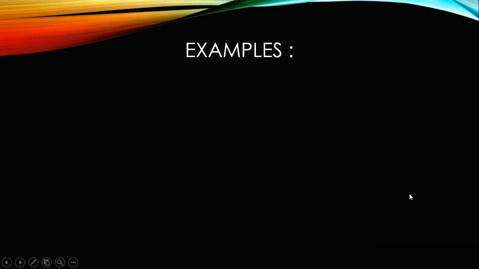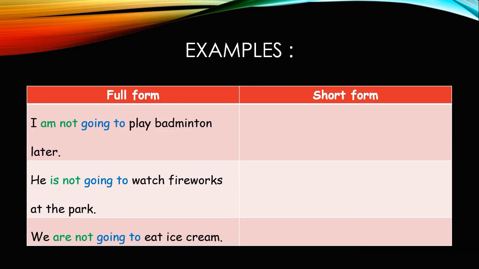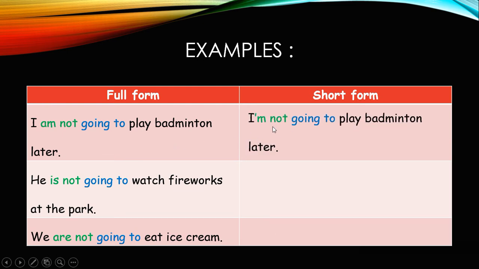Now, let's look at some examples in full form and short form. So, for the first one, in full form, you can say or write, I am not going to play badminton later. And for short form, the sentence will be I'm not going to play badminton later.